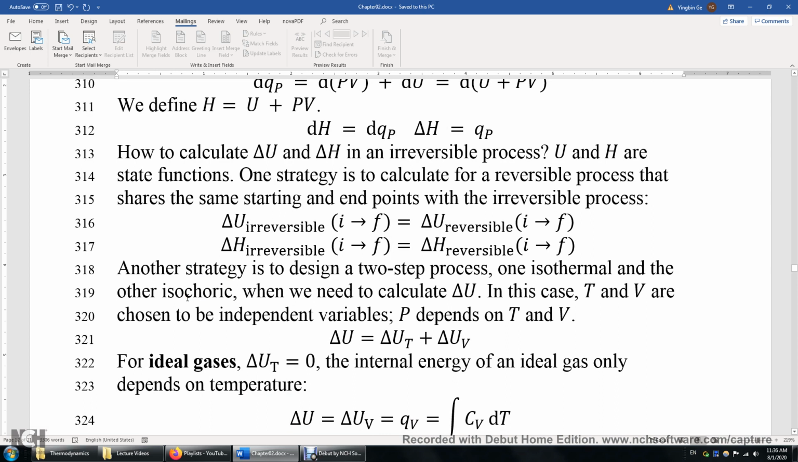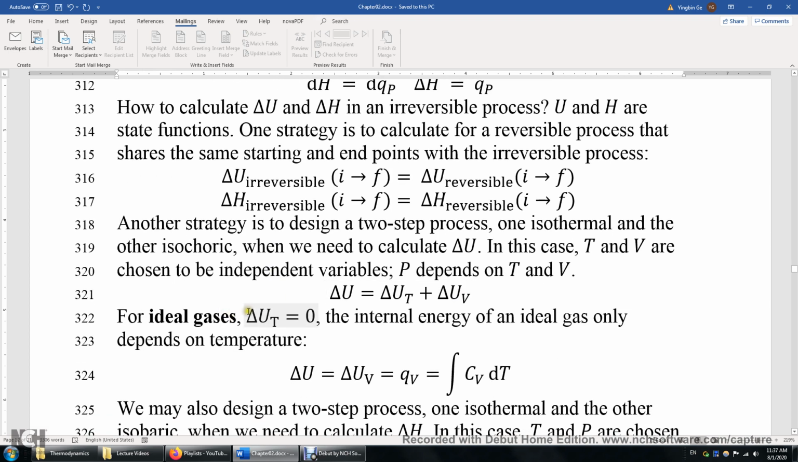Sometimes, if a process involves the change of too many variables, for example, the P, V, and T of an ideal gas all change, then we can design a two-step process in which one step is isothermal, therefore temperature is constant. The other isochoric, therefore the volume is constant. And then we can compute delta U for these two processes easily. In an isothermal process, we say it's delta U sub T. The isochoric process, delta U sub V.